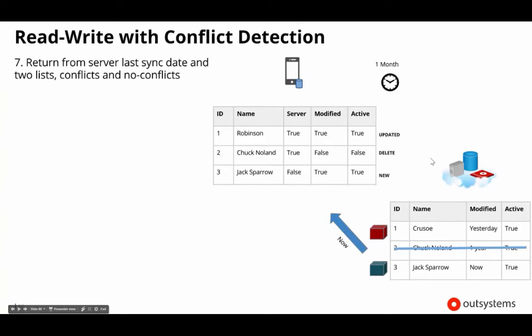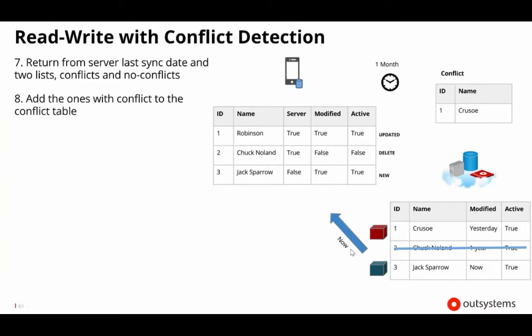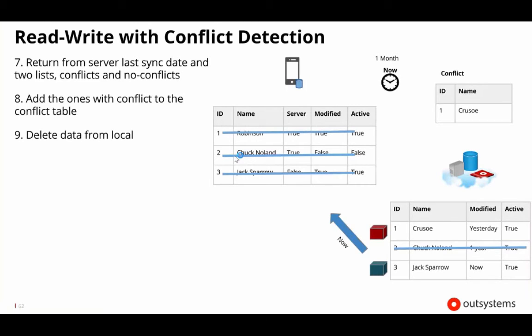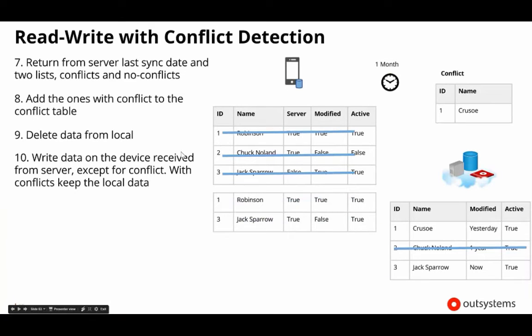Okay, the next step will be to return from the server the last sync date. You can see this will be now, and 2 lists: one, the list with conflicts, and the other with no conflicts. The ones that are in conflict should be added in a conflict table. So another table should be created to store the information. If you see, Crusoe came from the server, but we will be putting it a little bit on the side in this conflict table. The next step will be to delete everything from the local table, and next we should write the data received from the server on the device, except for conflicts. For the conflict, we will keep what we already have in the device.